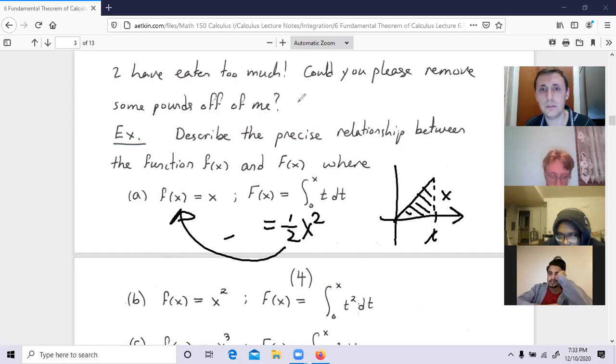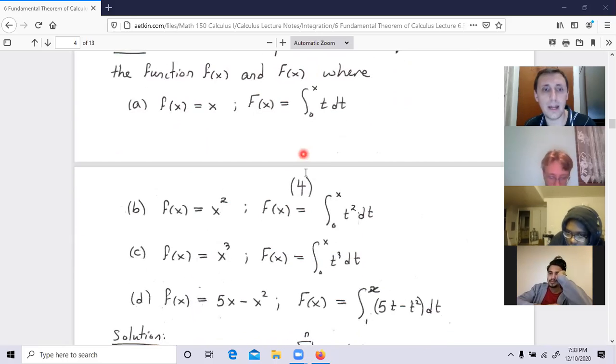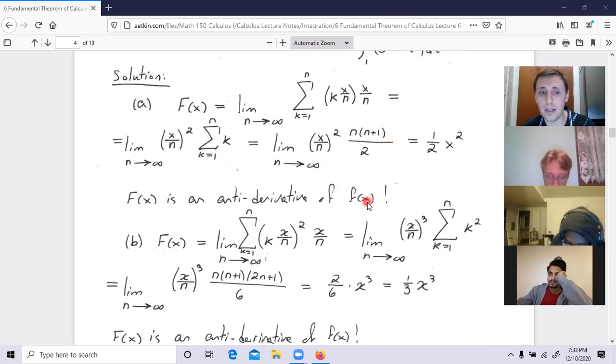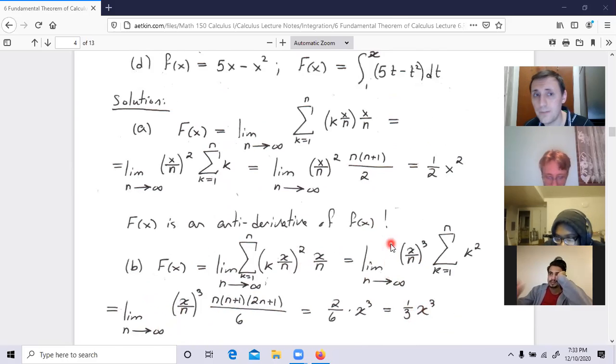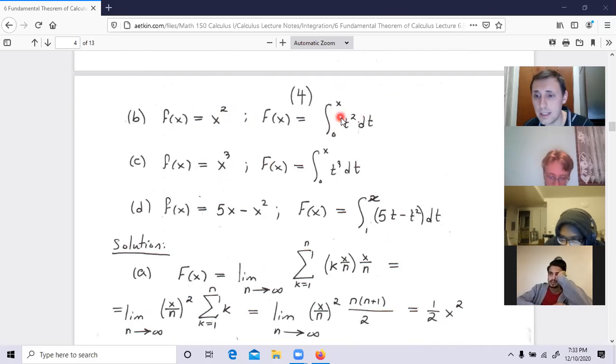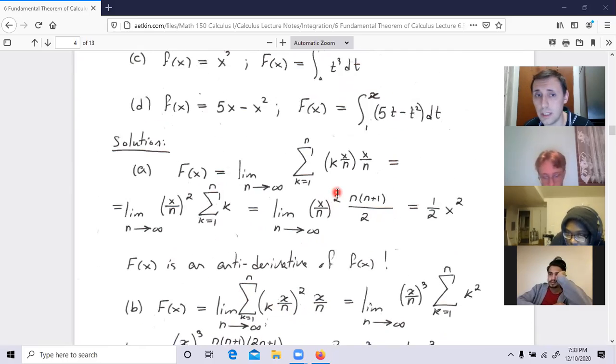Good? Now let's see the relationship if the function is x squared and the capital F is the integral from zero to x of t squared dt. What is the relationship for B? If I carry out Riemann sums and take the limit, I hope you know how to do that, I get 1/3 x cubed. So in B, this can also be written simpler as 1/3 x cubed. You can just try carrying out those limits, you will get 1/3 x cubed.